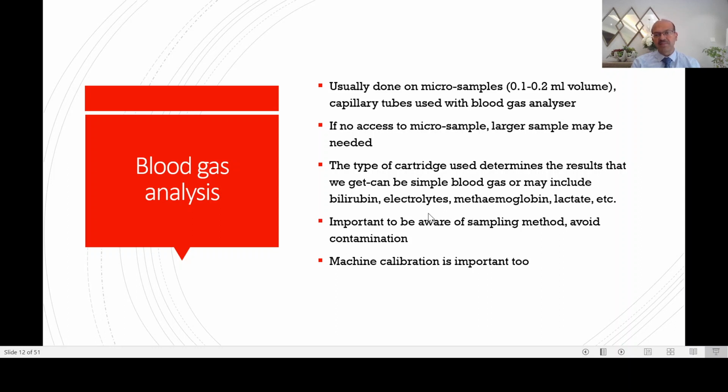It's very important to be aware of the sampling method, and we should be clear to avoid contamination. Calibration is important. Sometimes the machines calibrate when you're taking the sample, so you should be aware of the routine: when the calibration happens, whether it is automatic, or whether the lab personnel come and do it in your lab. So you have to decide the sampling time in relation to the calibration time, because sometimes you take the sample when the machine calibration is going on.